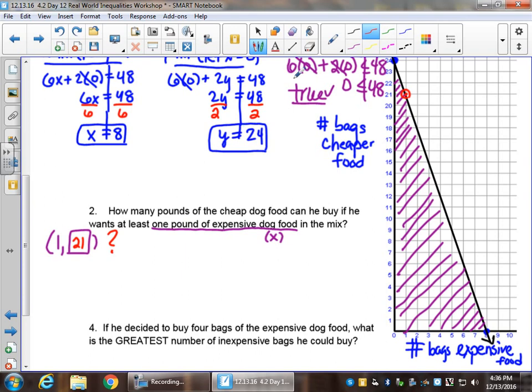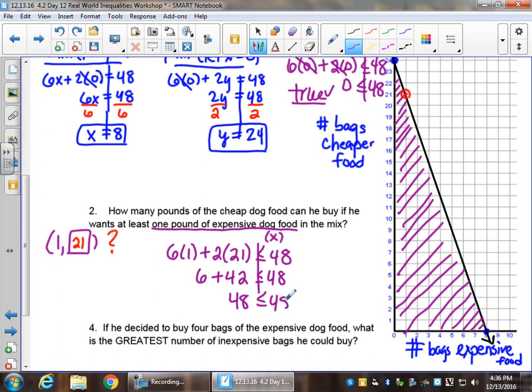I'm thinking 21, but it's going to get a question mark because it's on the edge. So to really know if this is okay, we have to check it. So let's check this point. This is going to be X. This is going to be my Y value. So that becomes 6 times 1 plus 2 times 21. And I need to see, are we going to stay inside the budget of $48? 6 times 1 is 6. 2 times 21 is 42. 6 plus 42 is 48, less than or equal to 48. Ooh, look at that. 48 less than or equal to 48. That is okay because spending exactly 48 works for him. It's in his budget. But notice how close we came, right?